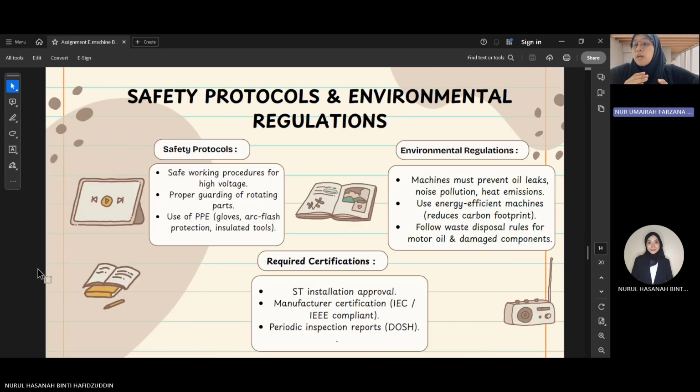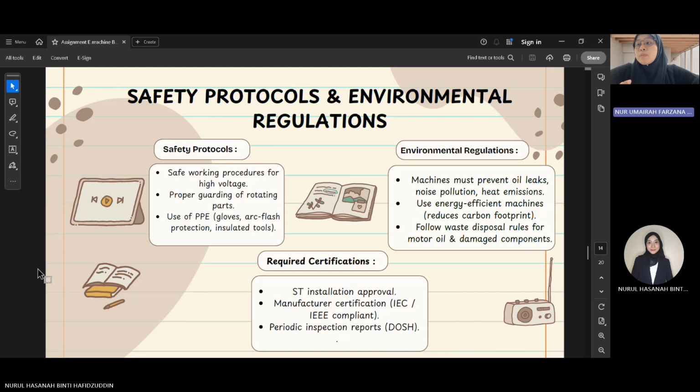Safety protocols are required to reduce risk during machine operation. These include following high voltage safety procedures, using personal protective equipment, and installing guards for rotating parts.